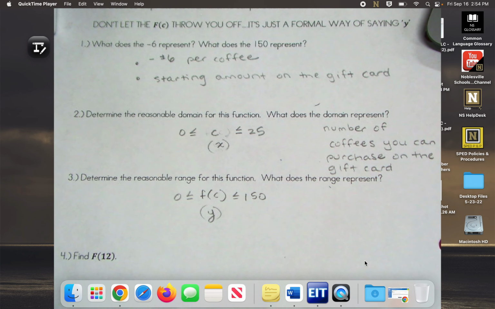Okay. Let's go ahead and relate this back to the context of the problem. What does this tell me? F of 15 equals 60. What does that tell me about this situation? 15 coffees, and I'll have $60 left. Excellent. After buying, so remember, this 15 right here is my C value, right? That's the number of coffees. After buying 15 coffees, I will have $60 left, right? That means I spent $90 on coffee. That's a lot of expensive coffee.